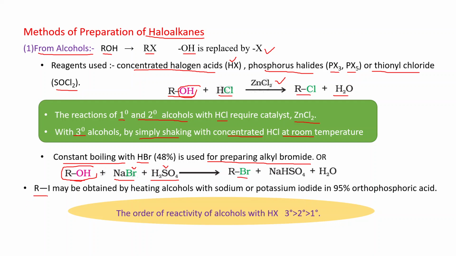RI, that is alkyl iodide, may be obtained by heating alcohols with sodium or potassium iodide in 95% orthophosphoric acid. The order of reactivity of alcohols with HX is: tertiary alcohols are most reactive and primary alcohols are least reactive with HX.